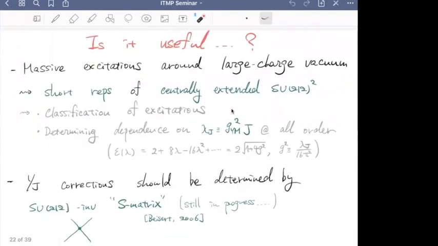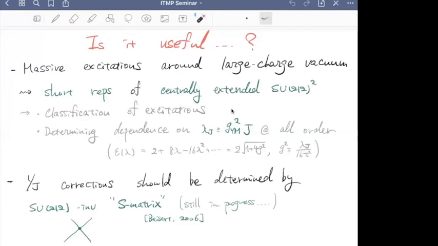Okay, so here I just made a claim that massive excitation in the double scalar limit is governed by the centrally extended SU(2|2) squared. And in particular, it's given by some short representation of the centrally extended SU(2|2) squared. And you can ask now whether it is useful or not.